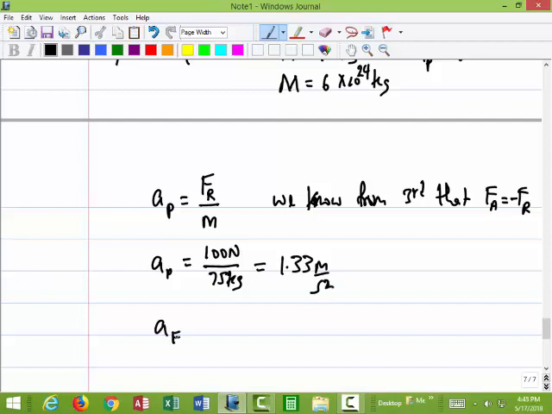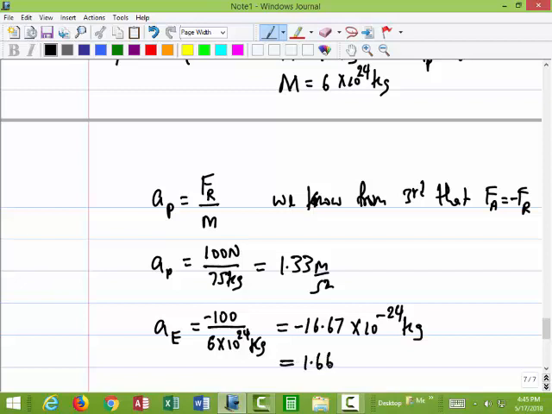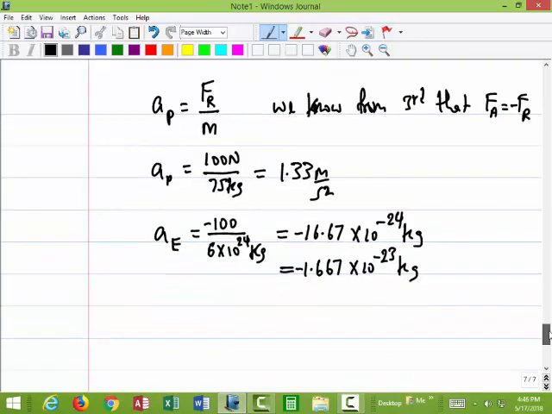And then the acceleration of the Earth should be equal to the force of 100 newtons, negative 100, divided by 6 times 10 to the power 24 kilograms. And this gives us 16.67 times 10 to the power negative 24. Of course, it's negative, and you can write it as negative 1.667 times 10 to the power negative 23.